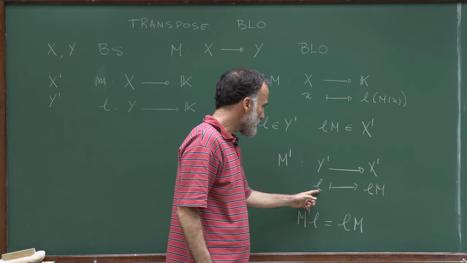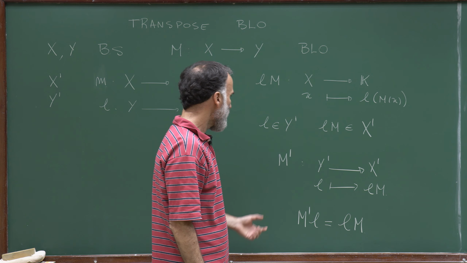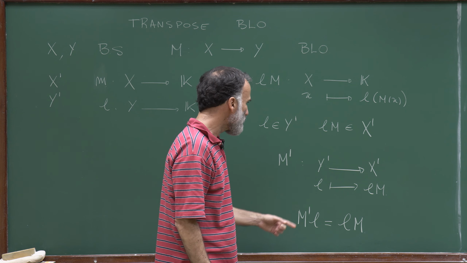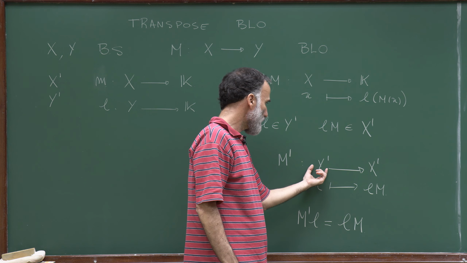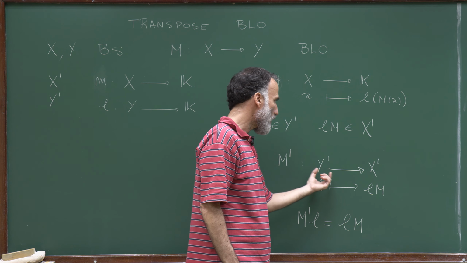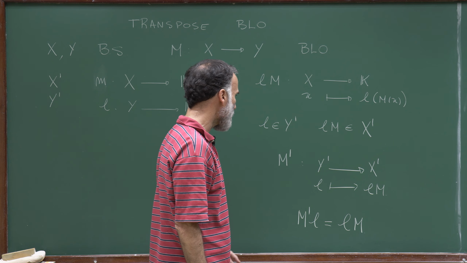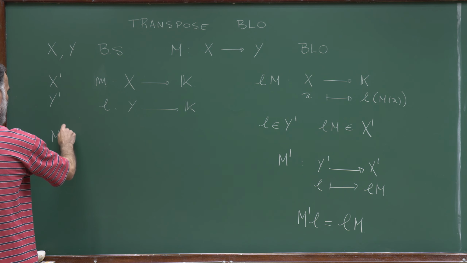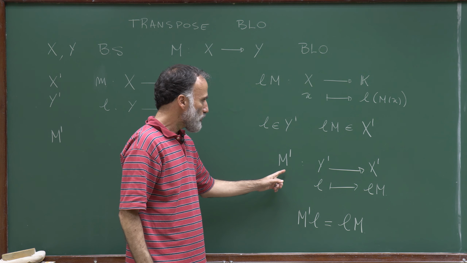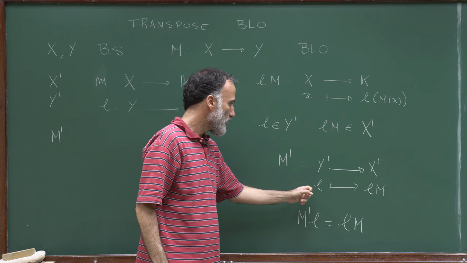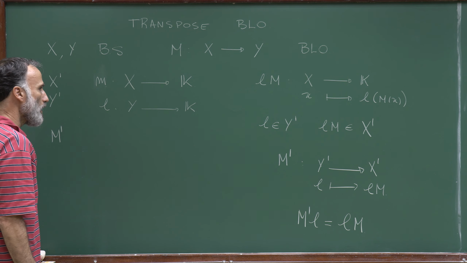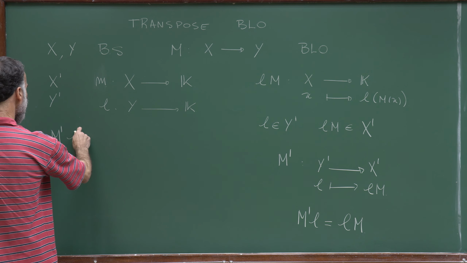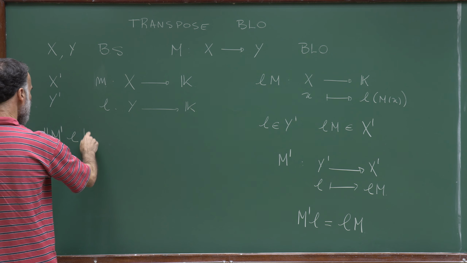It's clear that this map is linear. I claim also that this map is bounded. So M prime will be a bounded linear operator from the normed linear space Y prime to the normed linear space X prime. So let me show that M prime is bounded. Again, I leave it to you to check that M prime is linear. So now let me show that M prime is bounded. So I want to obtain a bound on that.